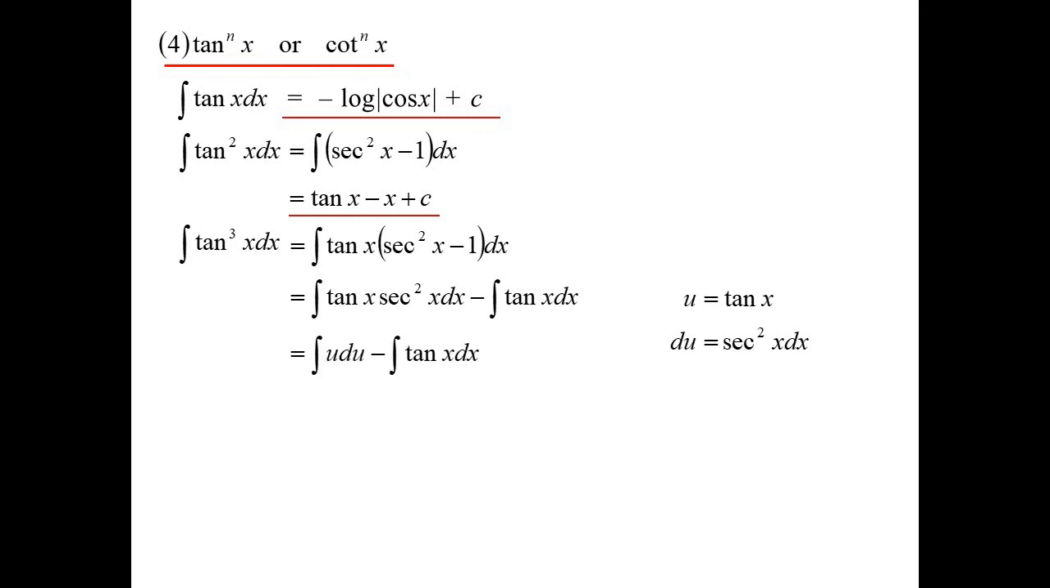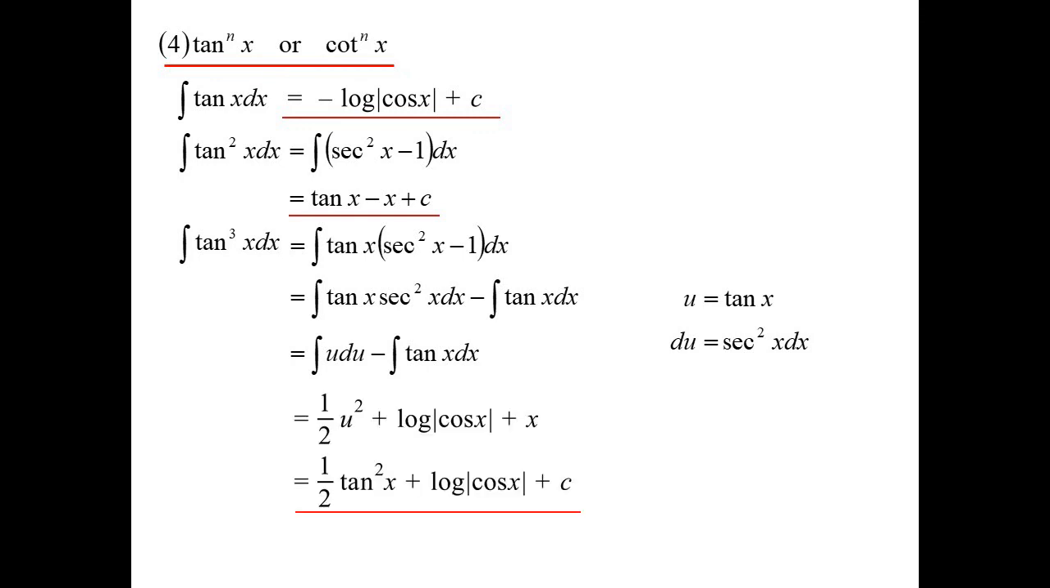So tan x sec squared. On the first one I'll do a simple substitution, u equals tan x. The second one we already know the answer to, it's up there. So we end up with, eventually, there it is, half tan squared x plus the log of cos x. Tan to the 4, exactly the same thing. So the nice thing about tan is it's the same technique, whether the power is odd or even.